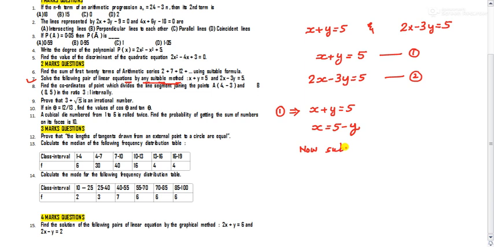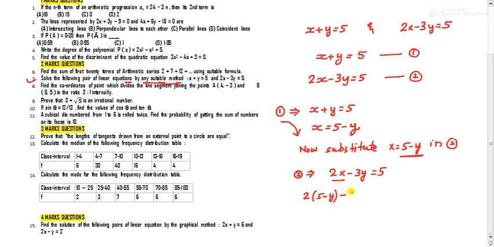So now substitute this, whatever you got here, x is equal to 5 minus y in equation number 2. See, from 1, whatever you get, substitute it in 2. Got it? Now equation 2, what does it say? 2x minus 3y equals 5. Now in place of x, you have to write 5 minus y. So here 2 into x, so 2 into 5 minus y, minus 3y equals 5.